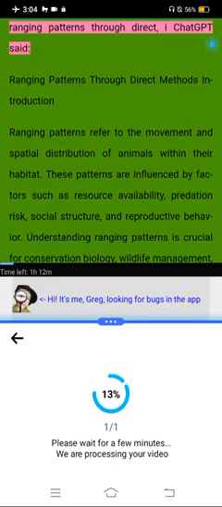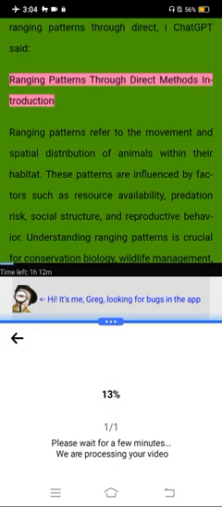You said: Ranging patterns through direct methods.